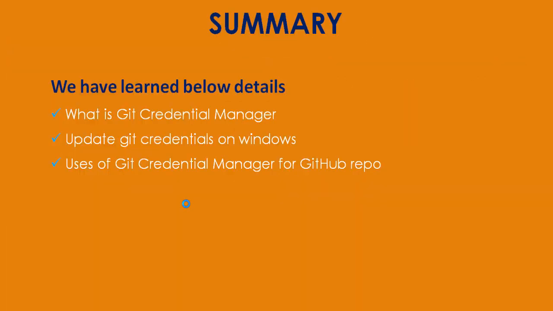And what we learned today in this video, the summary: what is Git Credential Manager, how to update Git credential on Windows, how to remove the existing Git credential on Windows and update it with new credentials, and what are the uses of Git Credential Manager for the GitHub repo, because to push and pull the changes between the local Git repository and remote GitHub repository, the Git Credential Manager should be authenticated and authorized successfully for creating a successful connection between the local Git repository and remote GitHub repository.